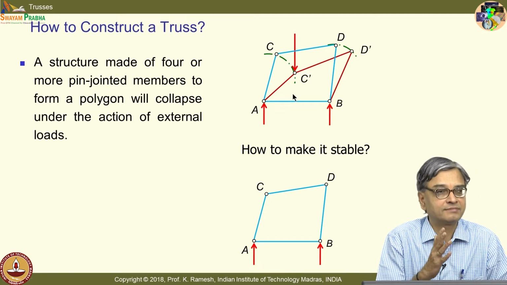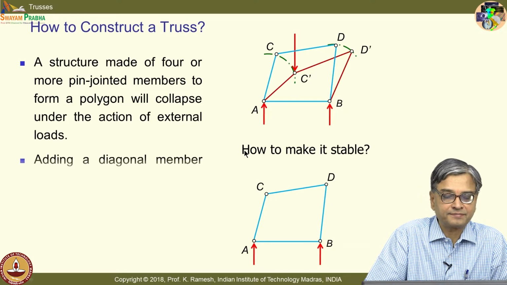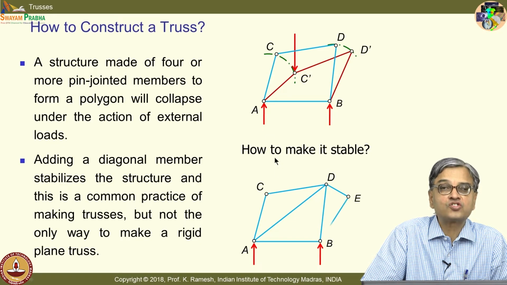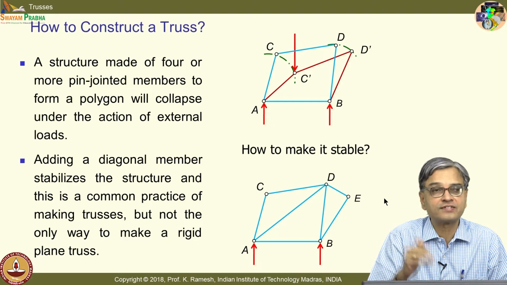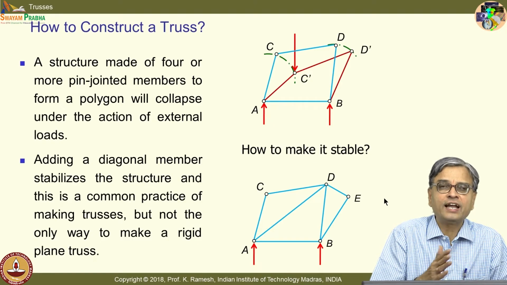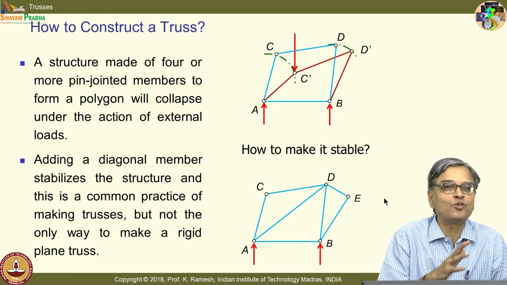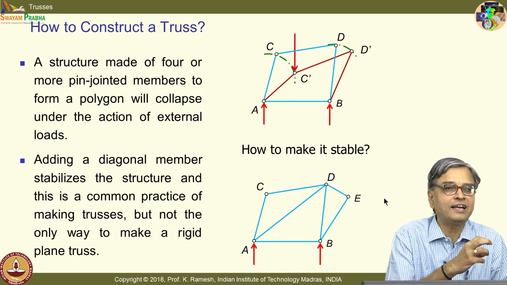How to make it stable? The trick is, put a diagonal member. I put a diagonal member, the structure becomes very strong, and you could have additional triangles and continue to make a good truss. Looking at it from an animation is not that convincing. It is desirable that we go for a practical experience by looking at a demonstration.